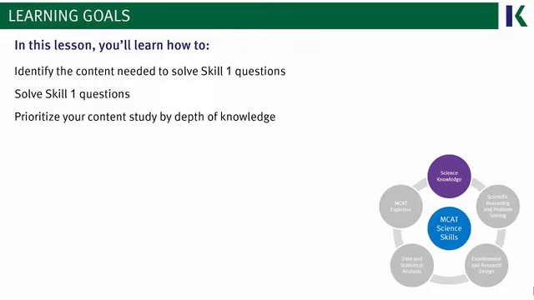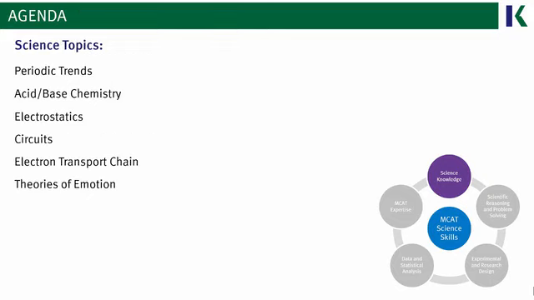Specifically, we're going to review how to spot and solve Skill 1 questions, and then we're going to cover one more technique for organizing your study in a way that will help you master the science needed for Skill 1 questions. Since Skill 1 is a pan-science skill, our science topics in this lesson span a whole bunch of the sciences, from chemistry to physics, psych, soc, and biochemistry.